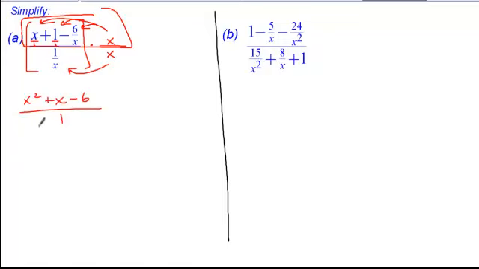So in looking at this, you can write this in the factored form. The two factors of negative 6 whose sum is plus 1 is an x plus 3 and an x minus 2. Okay, and that is your solution.